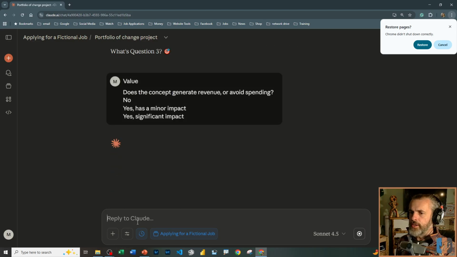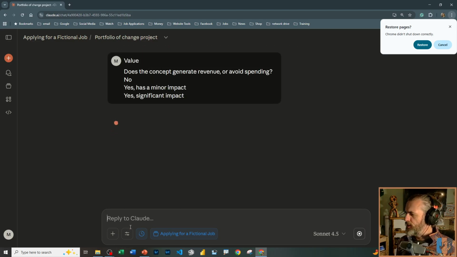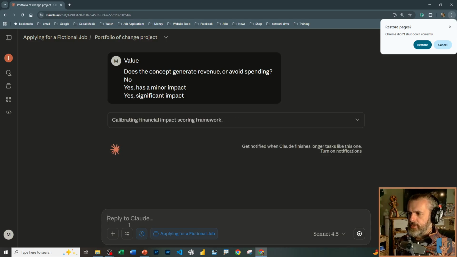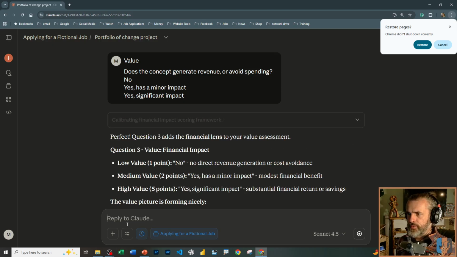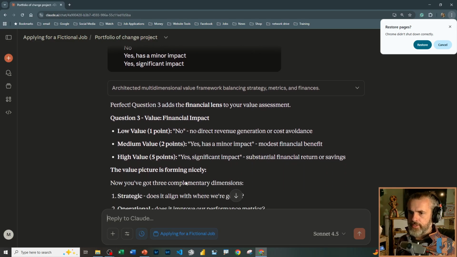Question 3. This is a good one. This is a real good one. Does the concept generate revenue or avoid spending? Perfect. Question 3 adds the financial lens to your assessment. Low, so there's no direct value, no direct revenue generated or cost avoided. Has a minor impact, has a significant impact.